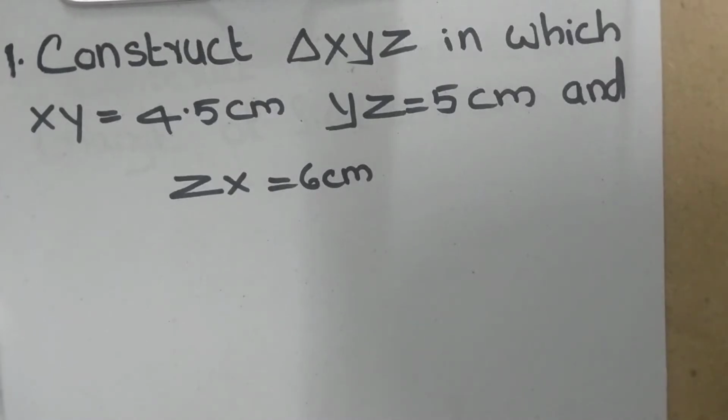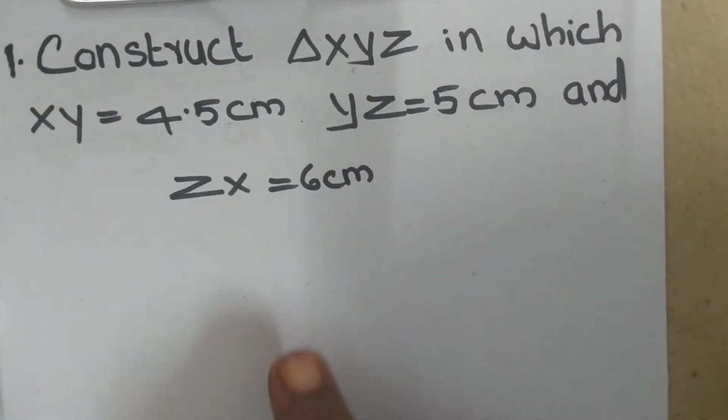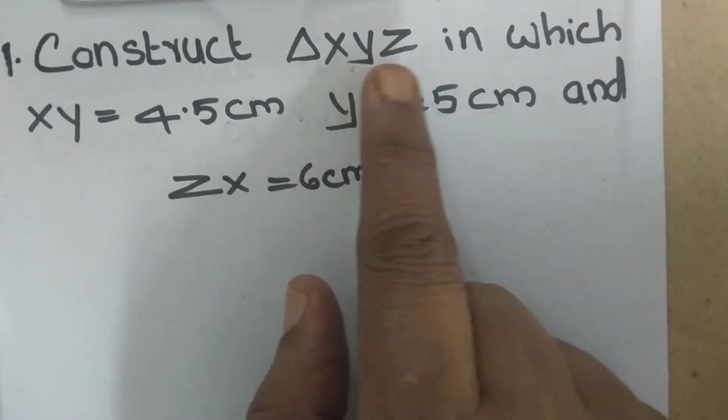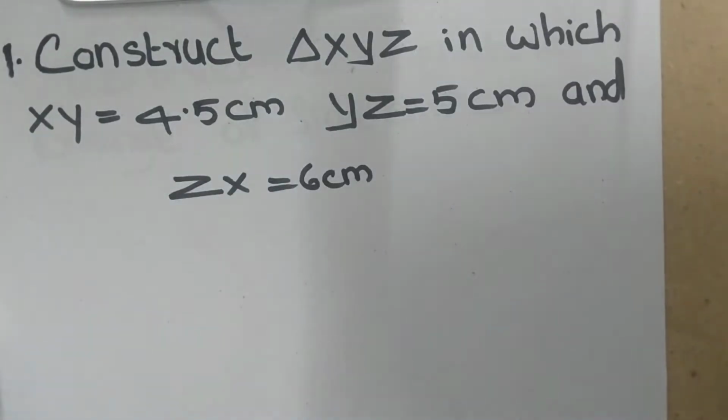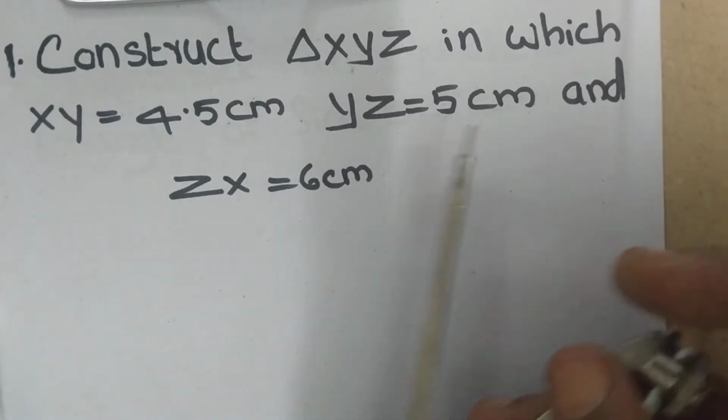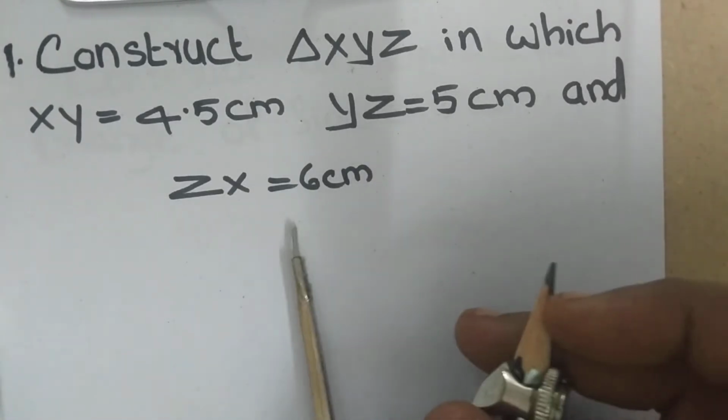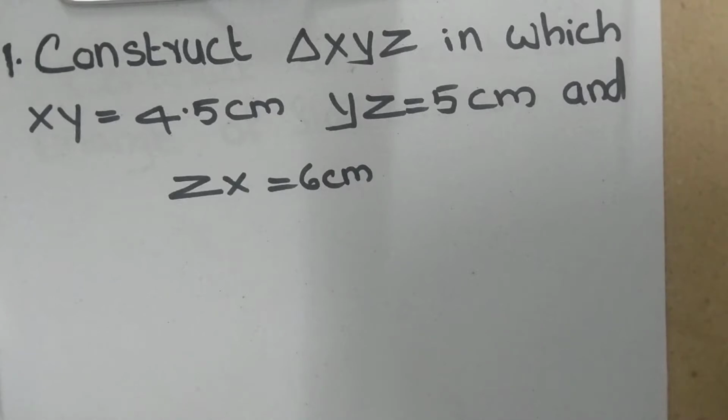Hi students, now we are going to discuss chapter 10, practical geometry. In that chapter, the first question: construct a triangle XYZ in which XY is equal to 4.5 centimeter, YZ is equal to 5 centimeter, and ZX is equal to 6 centimeter. In this way it is given there.